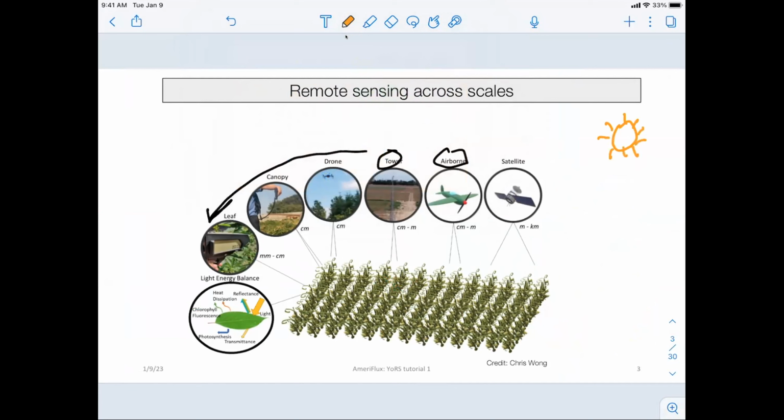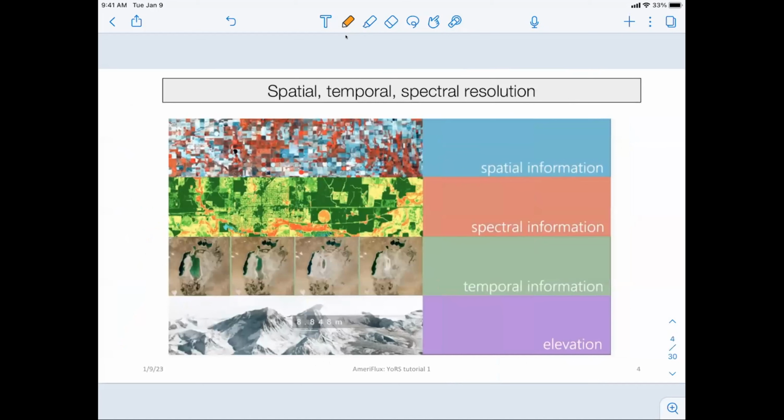So these photons travel from the sun and they reach the canopy, and then they're going to reflect back to whatever our sensor is, and we're basically counting photons in radiance units. And that's the basic principle. So when we think about remote sensing, we think about a few different types of resolution.